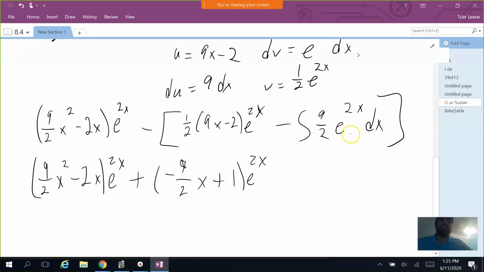For this integral, this 9/2 you can just pull out of the integral, and then the antiderivative of e to the 2x is a 1/2. So this minus sign out front cancels out with this minus sign, so this is a plus, and then it's going to be 9/4 e to the 2x plus c.